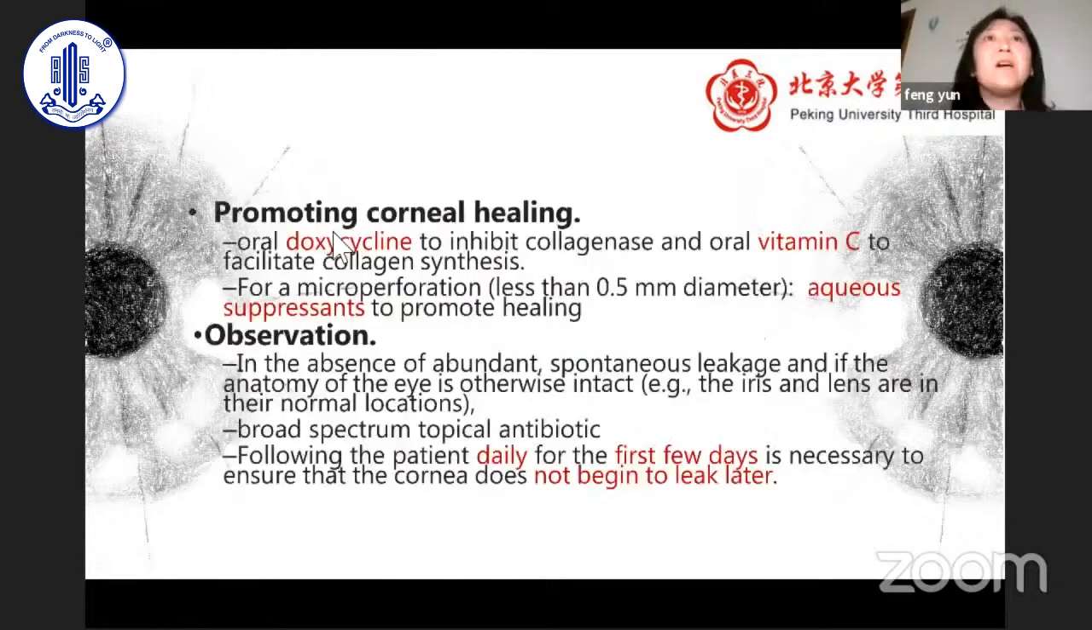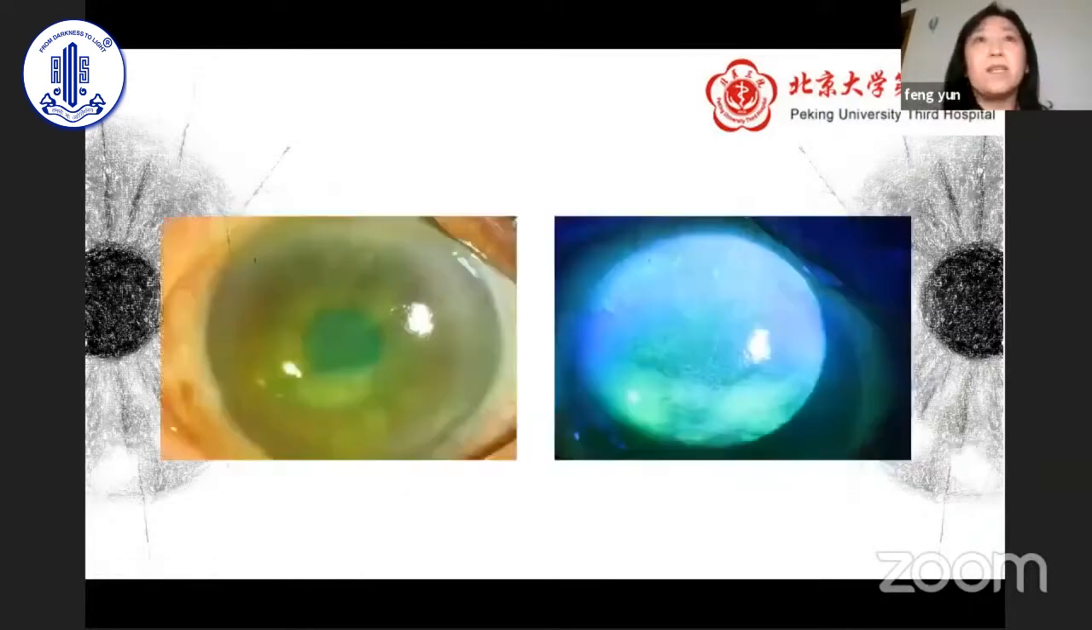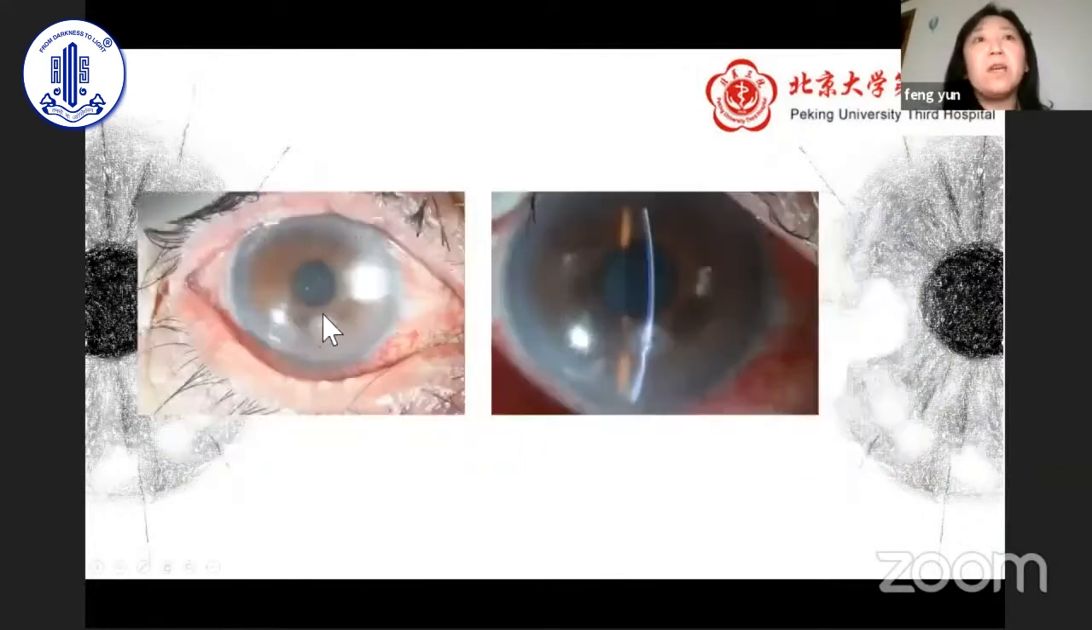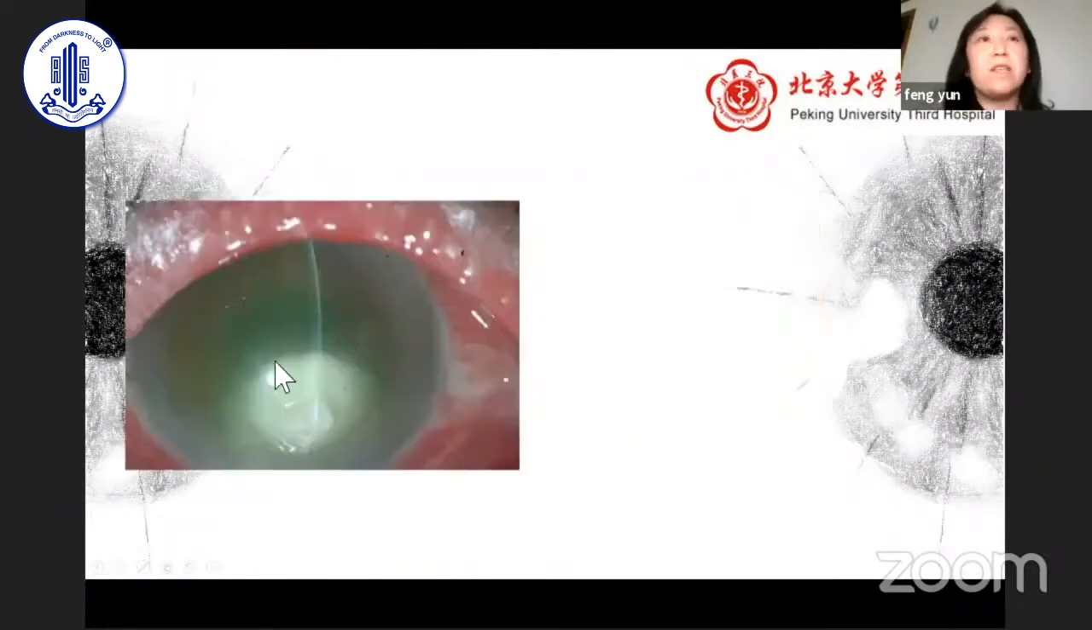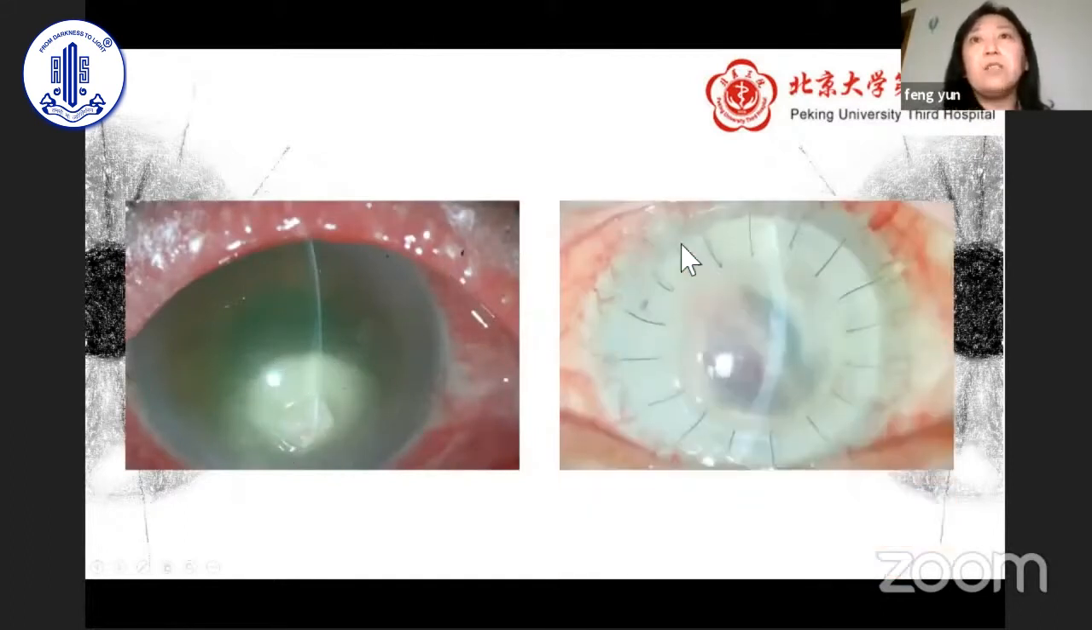Okay. Promoting the cornea healing and observation. For some, the important thing is that we give the operation. If we give observation, we need to pay attention daily for the first few days, and it begins to leak later. Another patient had a very small leakage and it seemed fine, so we gave observation, but a week later he had a very severe infection, and with the cornea transplant, you can see it's a very bad result in the follow-up.